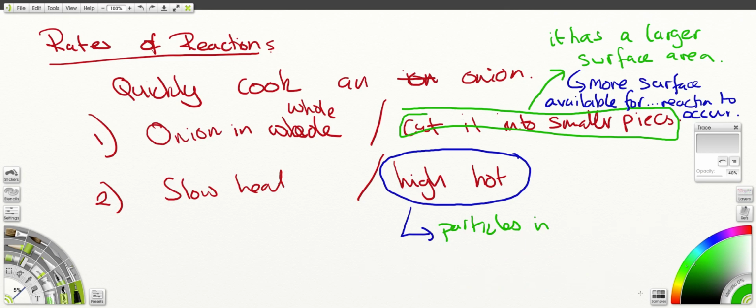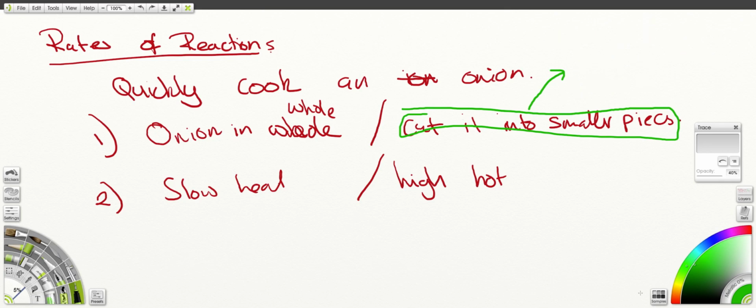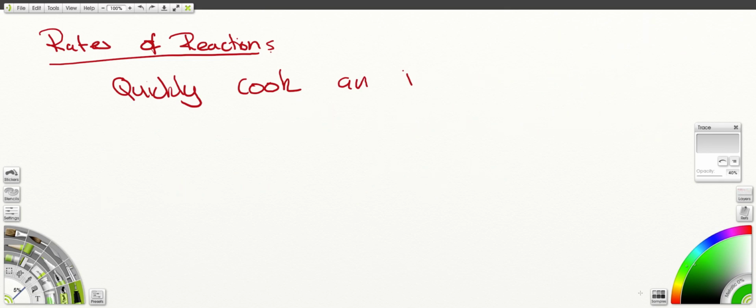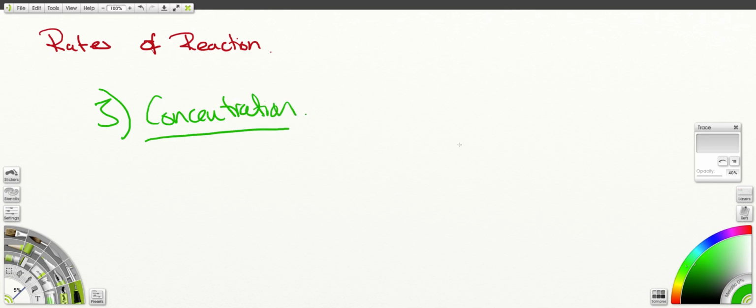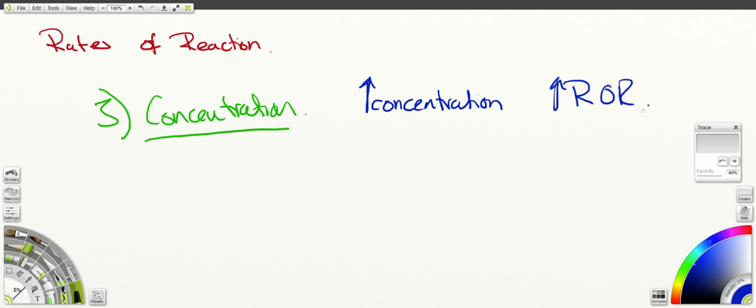The next thing is more of a science thing. So the cooking analogy kind of runs out here, unless somebody can correct me on that and think of a good analogy. I can't. The third thing is to do with concentration. If you're reacting an acid or an alkali or any chemical, to make it react faster, you're going to want it to be more concentrated. So if you increase the concentration, then you're going to increase the rate of reaction. Okay, so I'm writing ROR because I'm lazy.